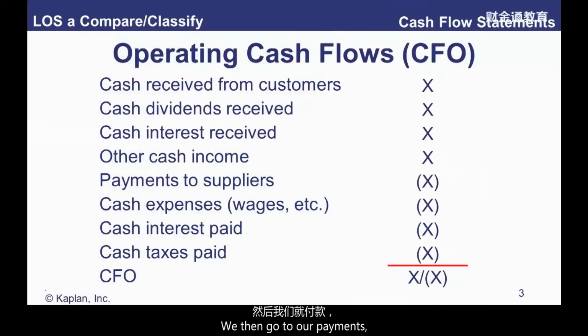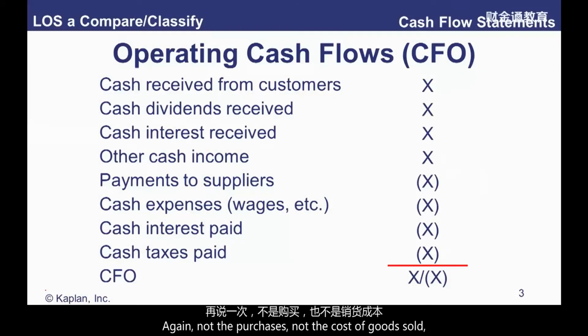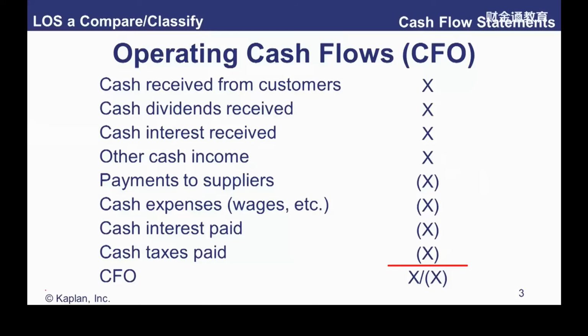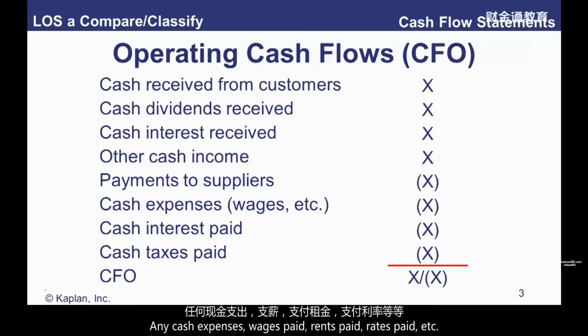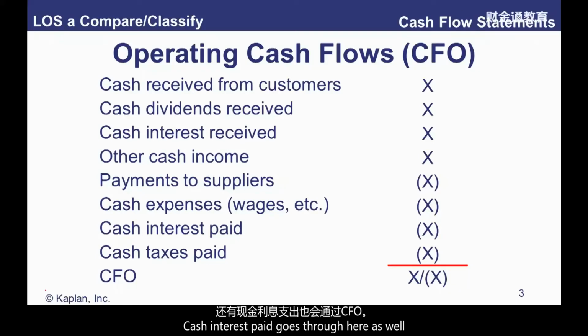We've then got all of our payments to our suppliers. Again, not the purchases, not the cost of goods sold, but this is the actual cash that we've paid our suppliers. Any cash expenses, wages paid, rents paid, rates paid, etc. Cash interest paid goes through here as well. And then our cash taxes paid, so the actual cash flows paid to the tax authorities.